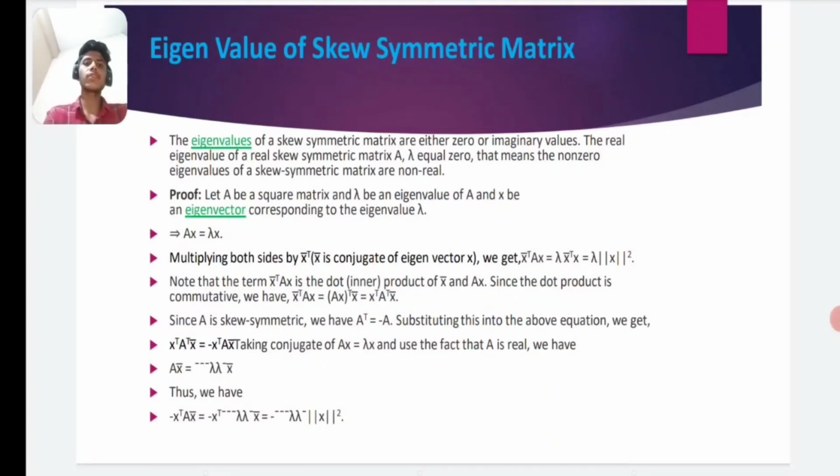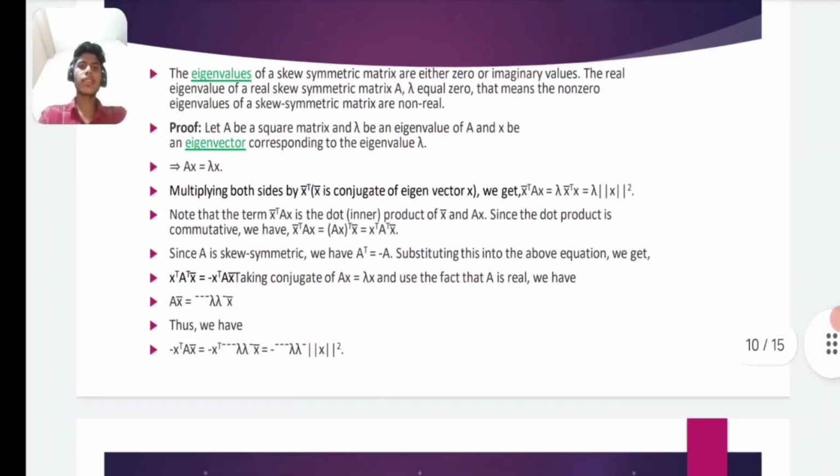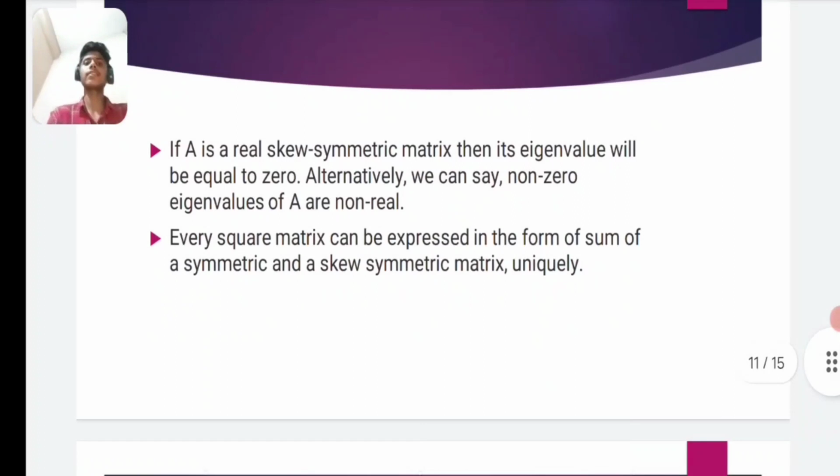Proof. Let A be a square matrix and lambda be an eigenvalue of A, and X be an eigenvector corresponding to the eigenvalue lambda. So this is the proof. If A is a real skew symmetric matrix, then its eigenvalue will be equal to 0. Alternatively, we can say non-zero eigenvalues of A are non-real. Every square matrix can be expressed as the sum of a symmetric and a skew symmetric matrix uniquely.